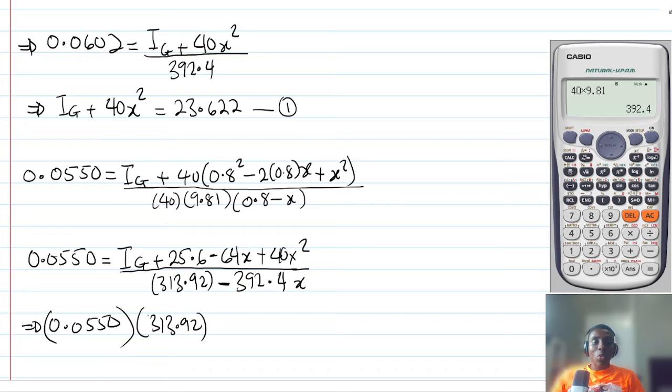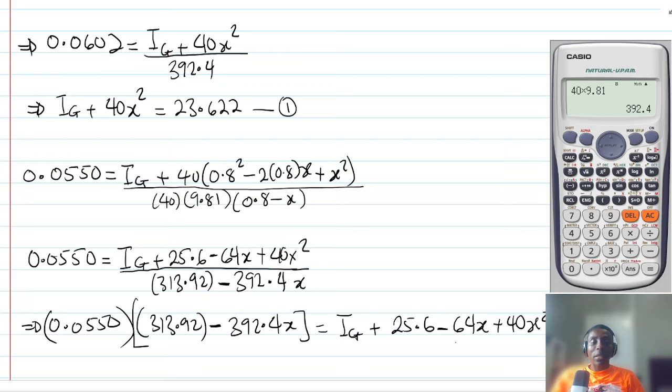So it's your task to now multiply this, so 0.055 all into 313.92 minus 392.4x, isn't it? And then you equate this to Ig plus 25.6 minus 64x plus 40x squared.